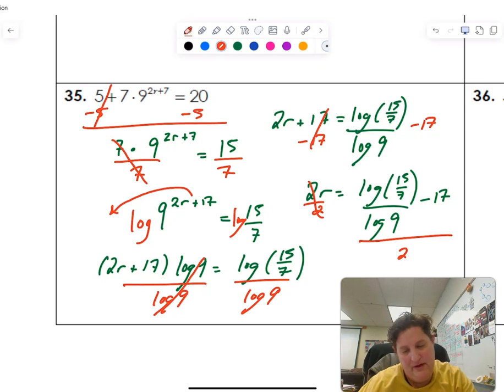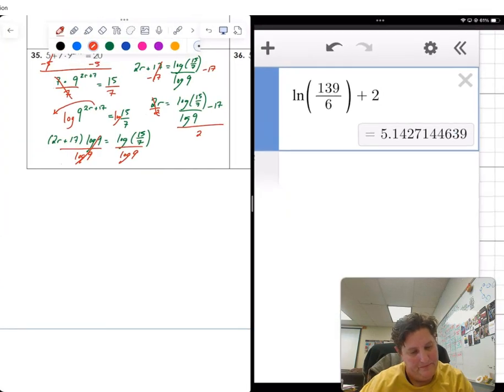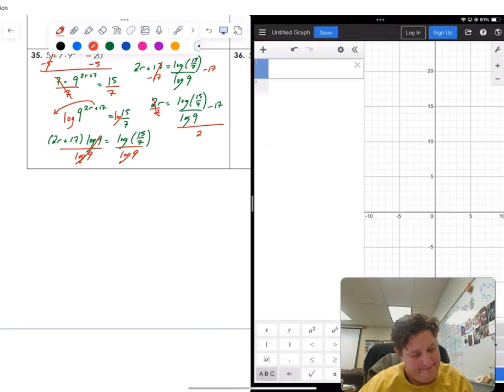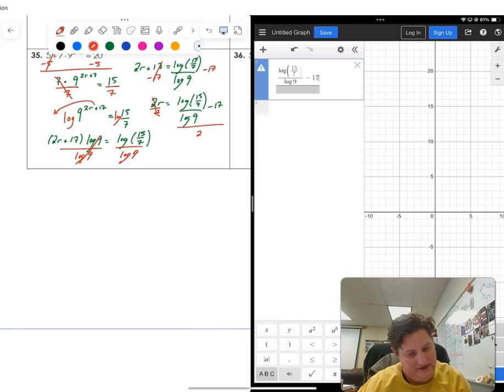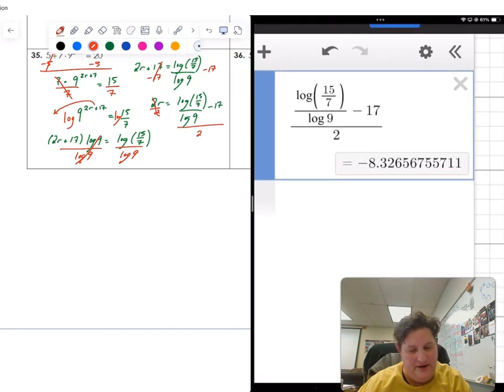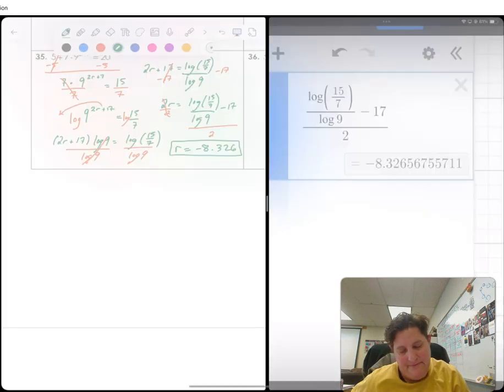Okay? Now, when I go to write this, I'm going to go log, parenthesis, 15 over 7, divided by log 9. And then, nope, over here, minus 7. And then down here, over 2. So the thing I like about Desmos is it does let you put it in the way that you see it on there. And then it's a little easier to see your answer. Negative 8.326 or 327. Okay?